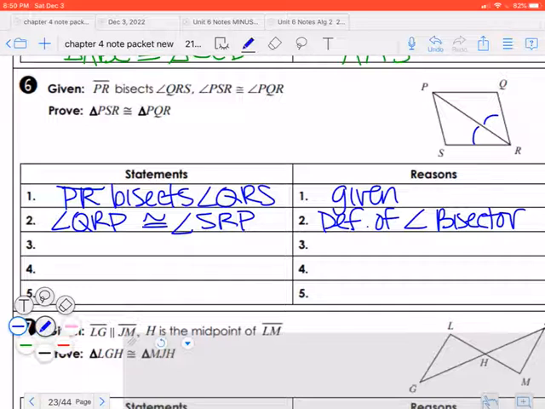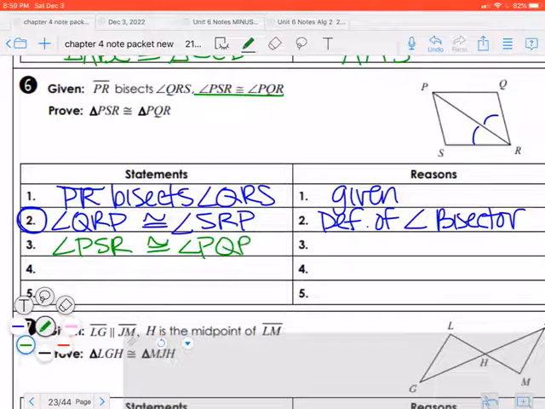All right, we have one angle so far. I'm noticing we do have another given, so let's do that one next. Angle PSR is congruent to angle PQR. So I've marked it there, and so that is another angle for us. And the reason on that one is it is given.